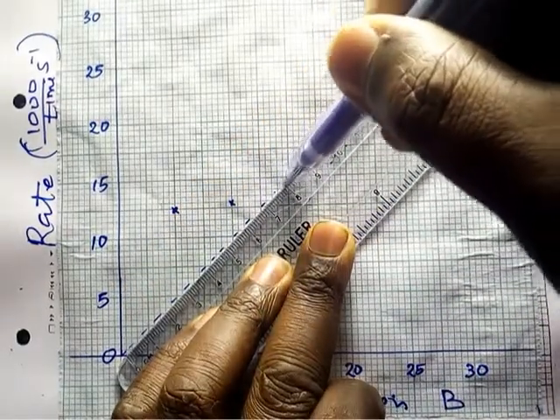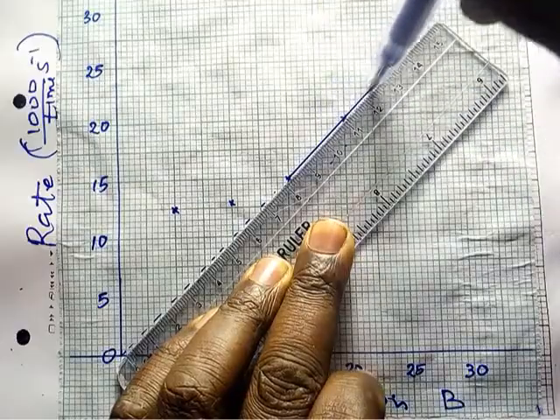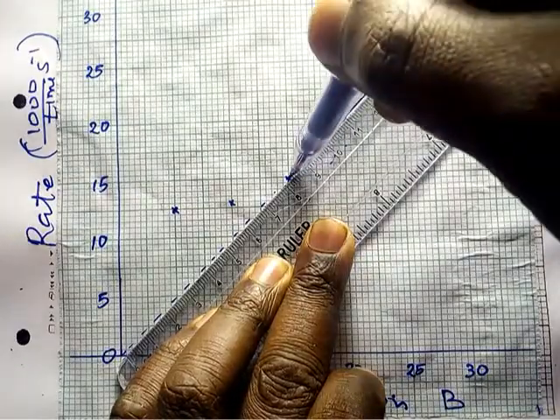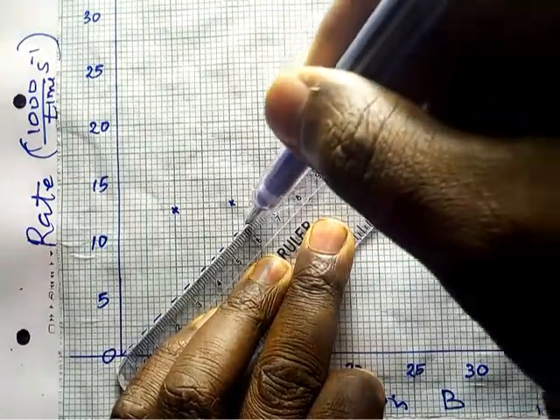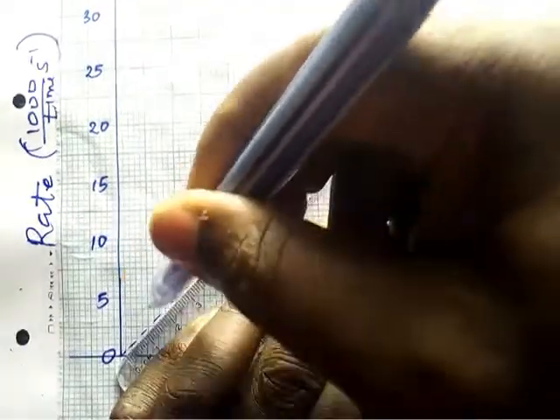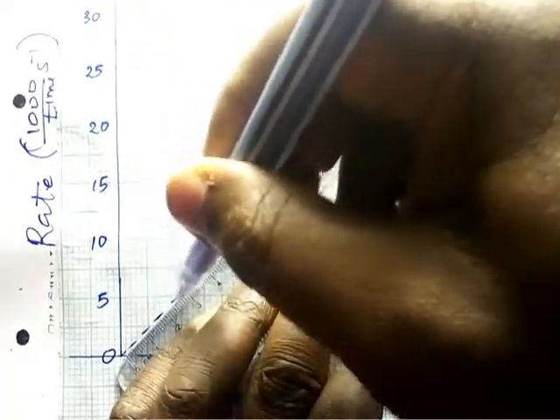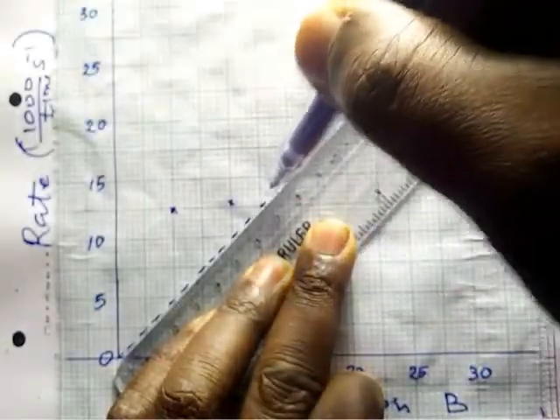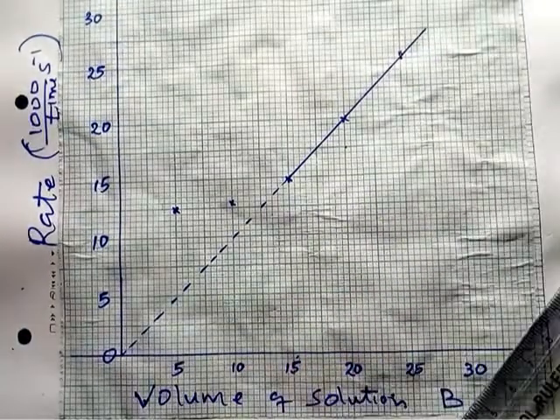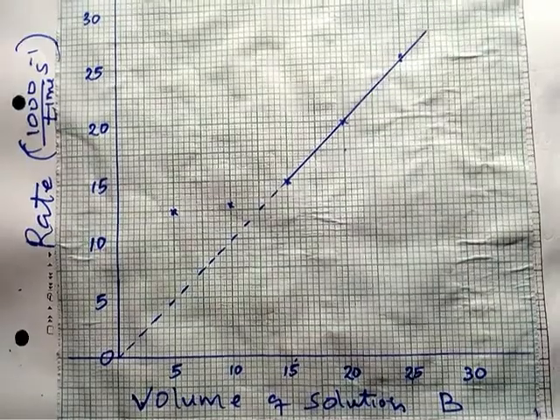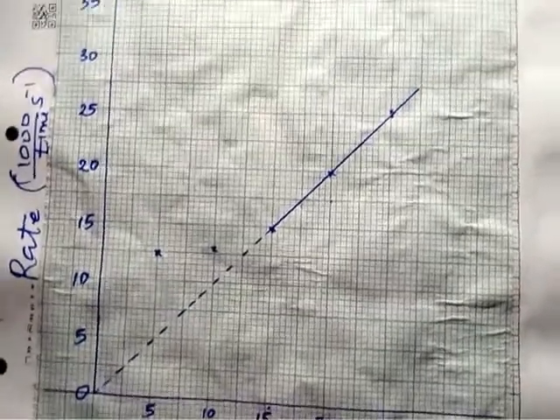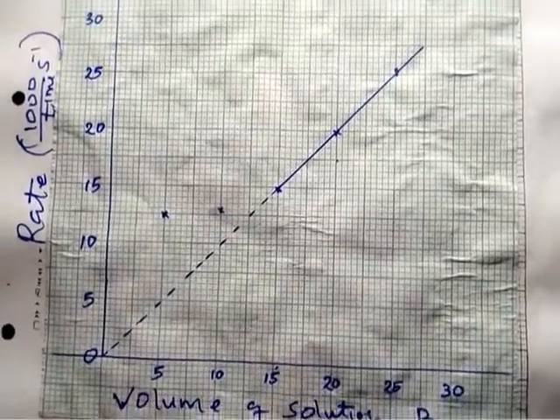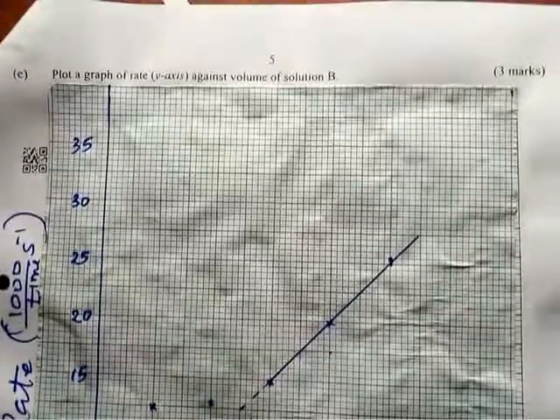So from here, if I extend this, it will give me here. I will draw a line there. But when this line is extended, when it is extrapolated, it passes through the origin, like that. So that is what was expected of a student. This is what would give you the marks that you needed.